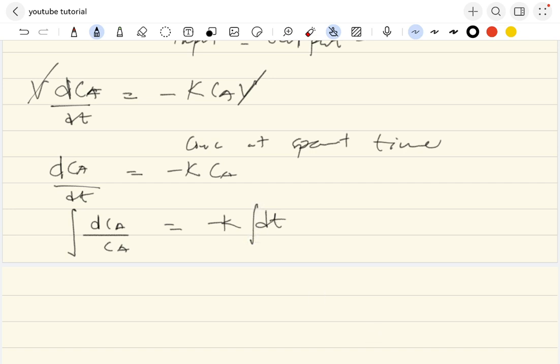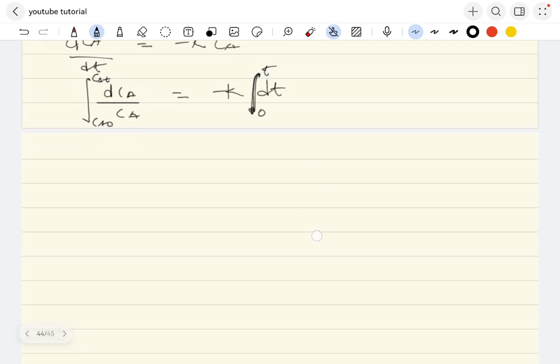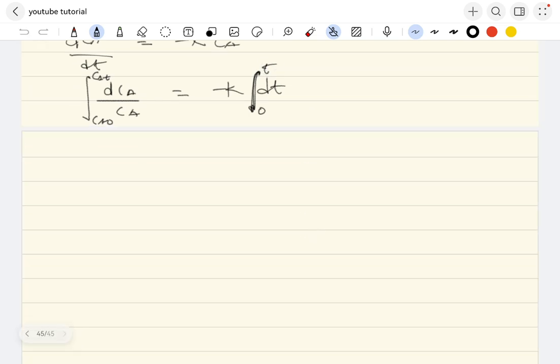So the beginning of the reaction, the concentration is what? CA naught, at the beginning where time is zero. C0 meaning the concentration at the time that we put into the reactor. And that time is zero, because the time we put the concentration into the batch reactor is zero. And the concentration we are going to check is at time t. So now we have to integrate this dCA over CA, which is the natural logarithm.